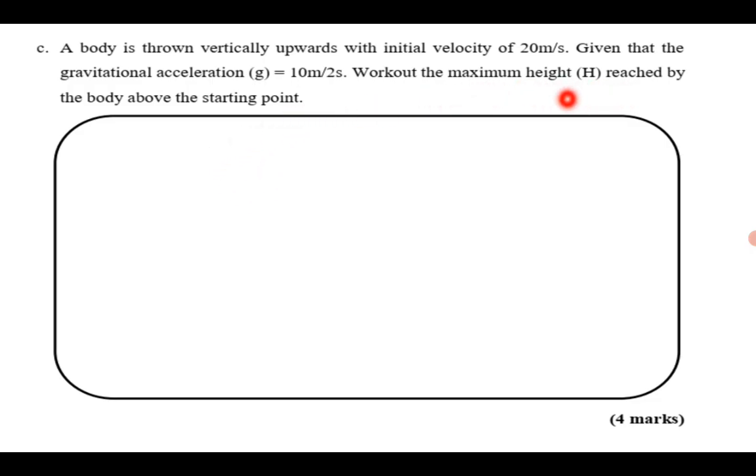Work out the maximum height. In other words, we are asked to calculate the vertical distance. So check that we are told the initial velocity, and we are also given the value of g is 10. So work out the maximum height of the vertical distance reached by the body above the starting point.